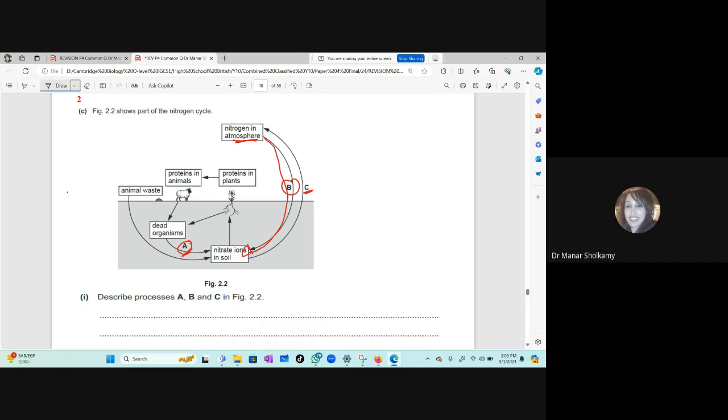Now let's look at C. C, I have nitrate ions in the soil, and now they became nitrogen gas in the atmosphere. So what is C? Denitrification. Very good. So we will discuss the nitrogen cycle, everything we know about it, and we will refer to the letters, just like we did.